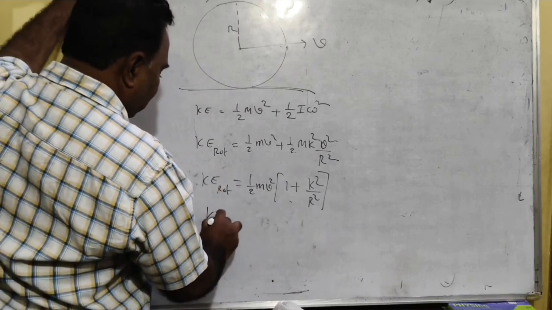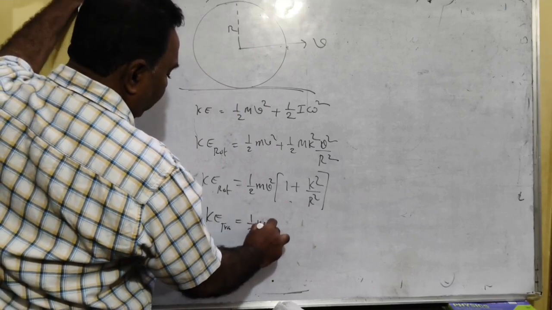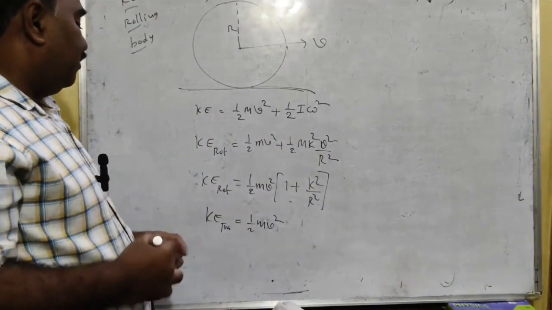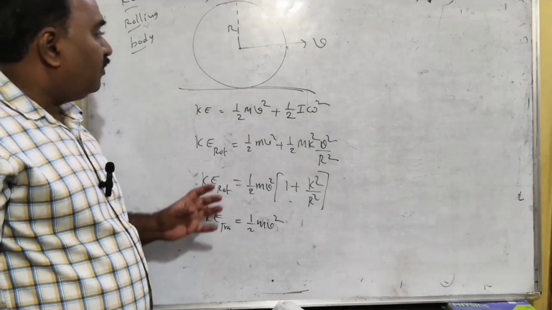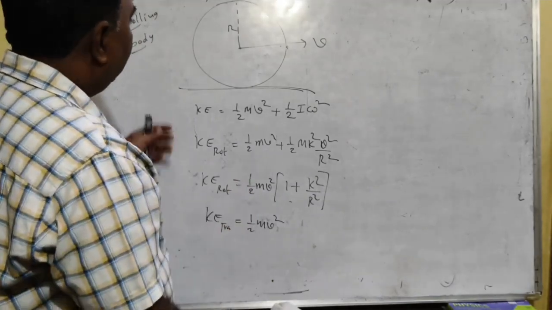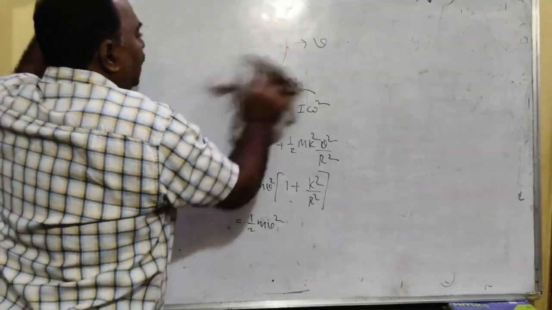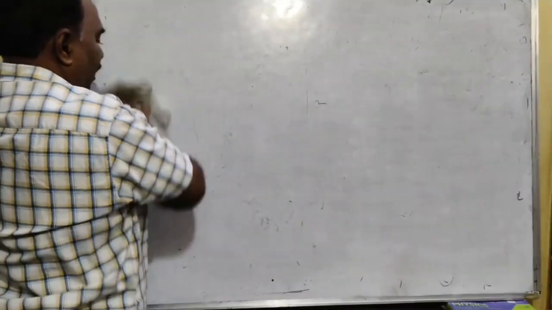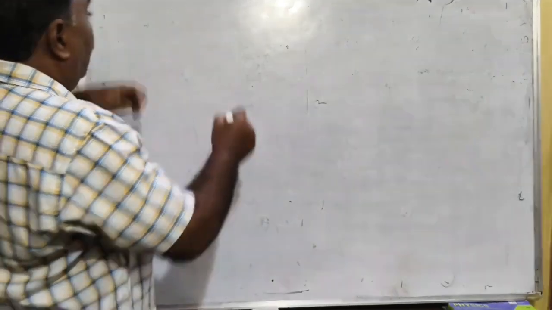But what is the translational kinetic energy of the body? Only half m v square. They ask questions regarding this also: find the ratio of translational kinetic energy to rotational kinetic energy for bodies of different geometry. So using this formula we will get the answers. Now, rolling motion on an inclined surface. Okay, this is the last topic.